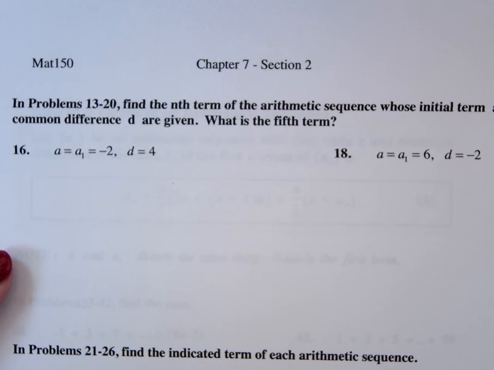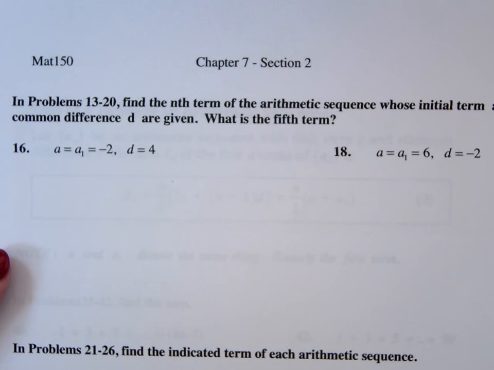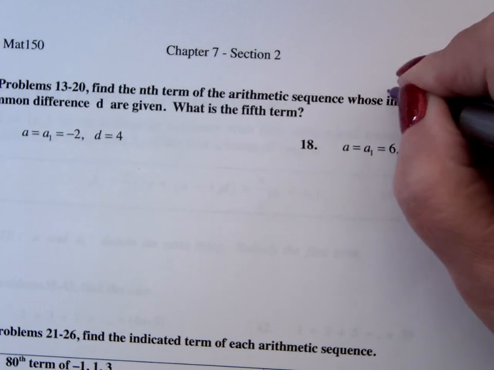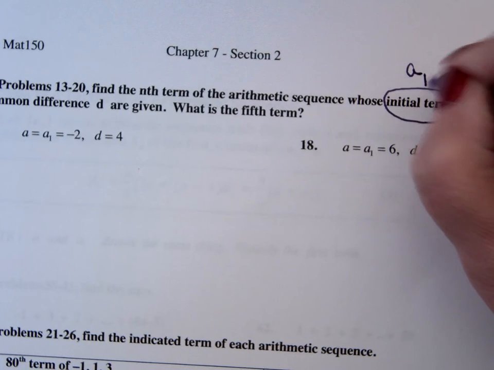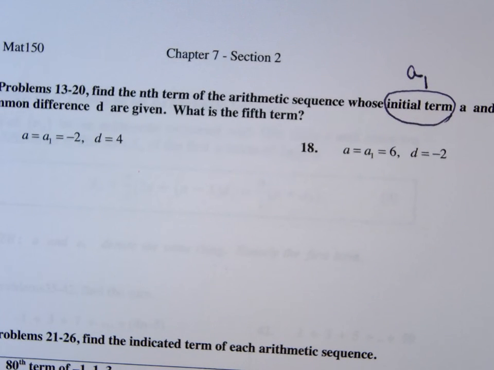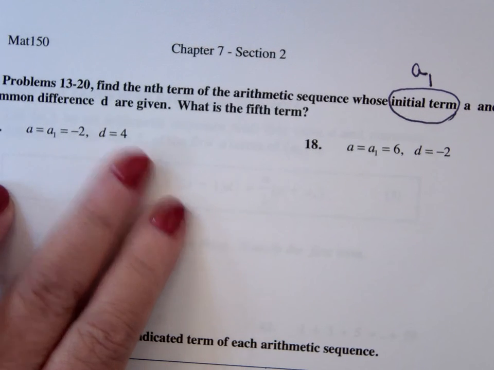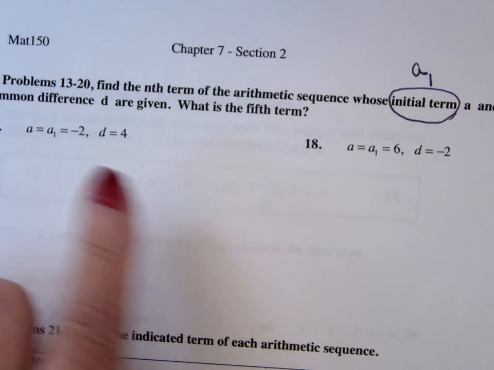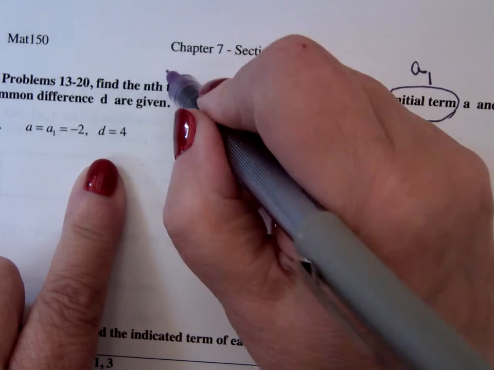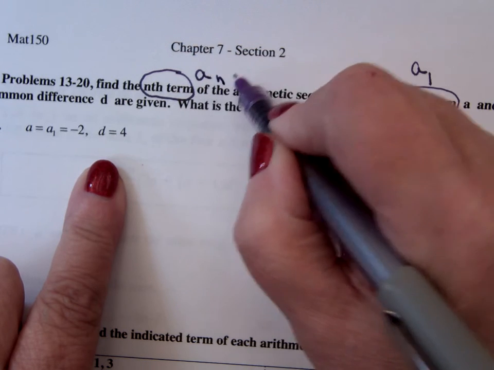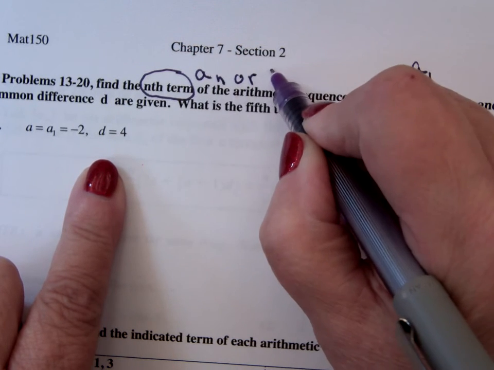In problems 13 through 20, find the nth term of the arithmetic sequence whose initial term, a sub 1 (your book calls it a, I call it a sub 1), and common difference d are given. It says find the nth term. The nth term means a sub n, or the sequence generator.